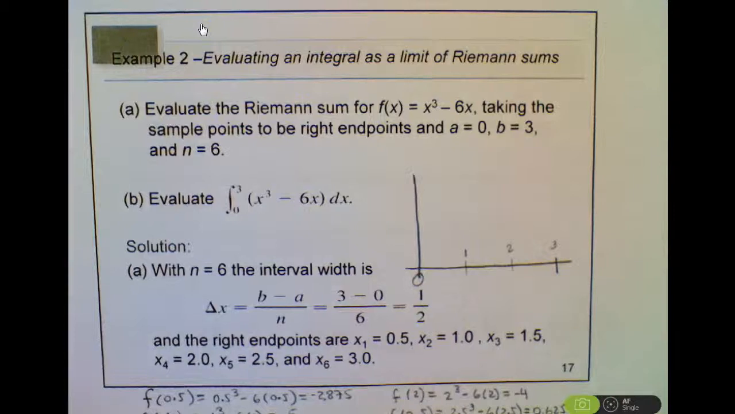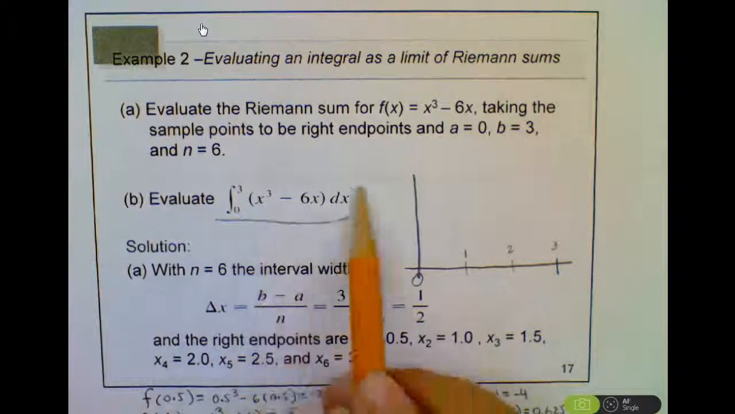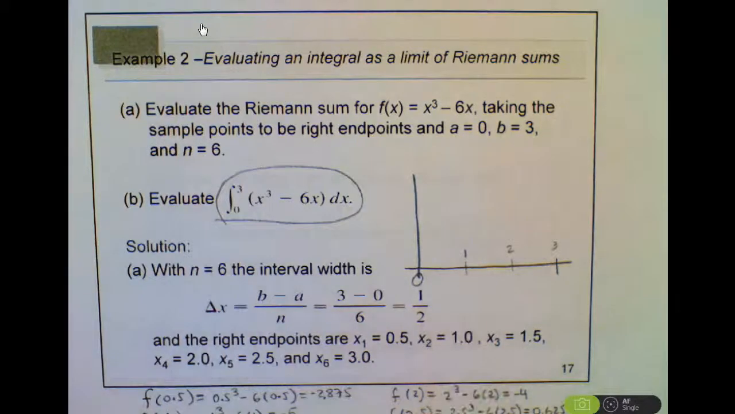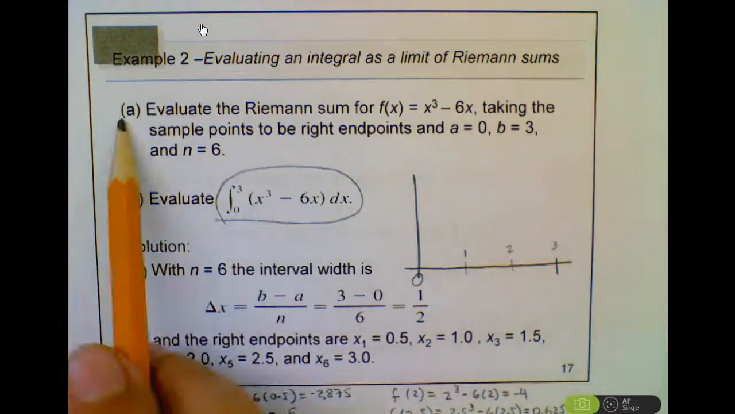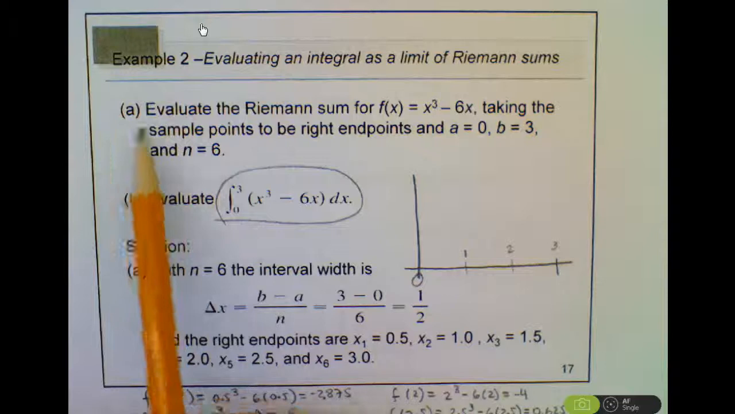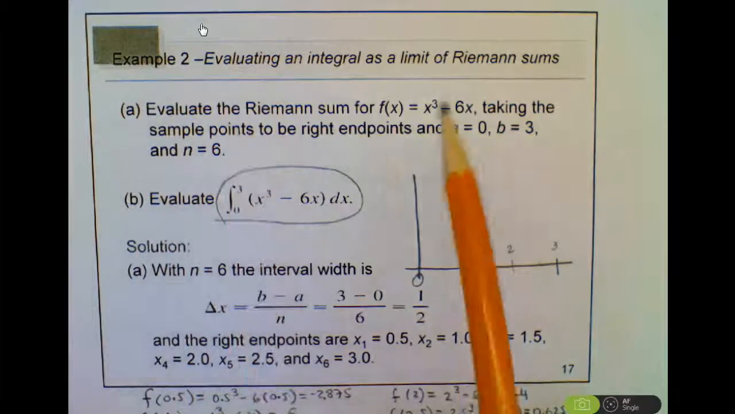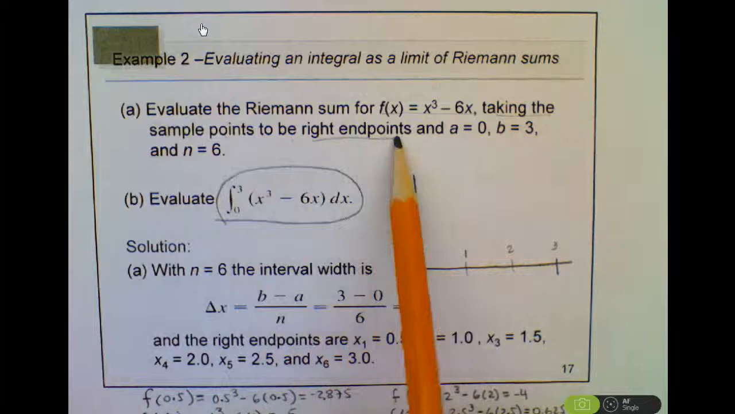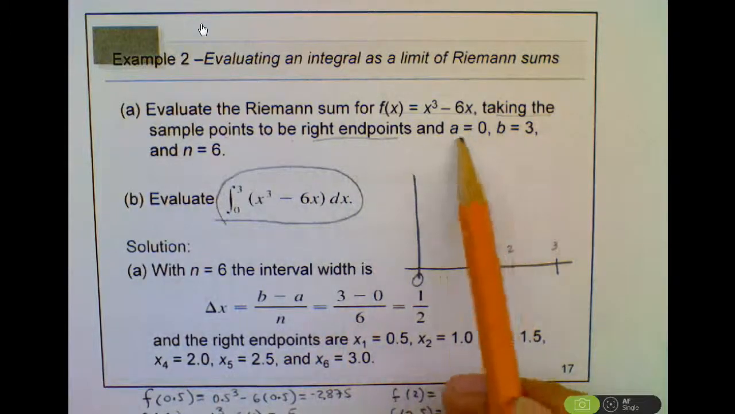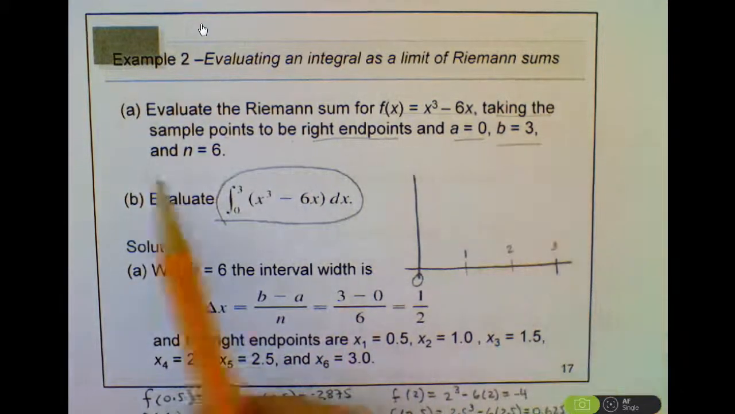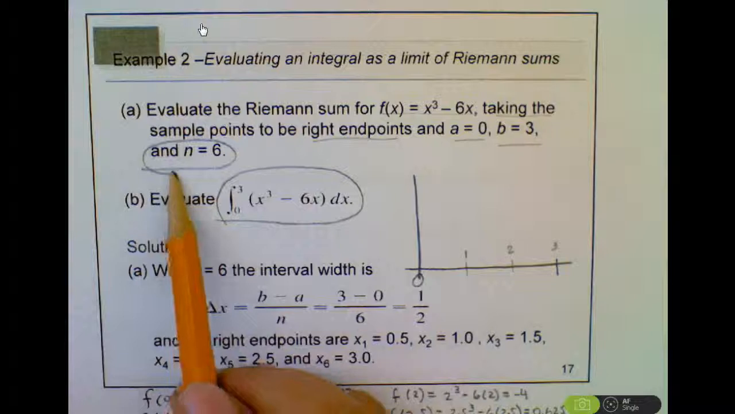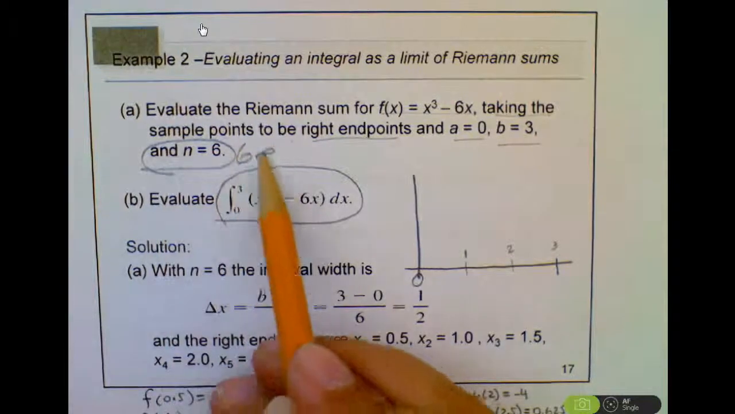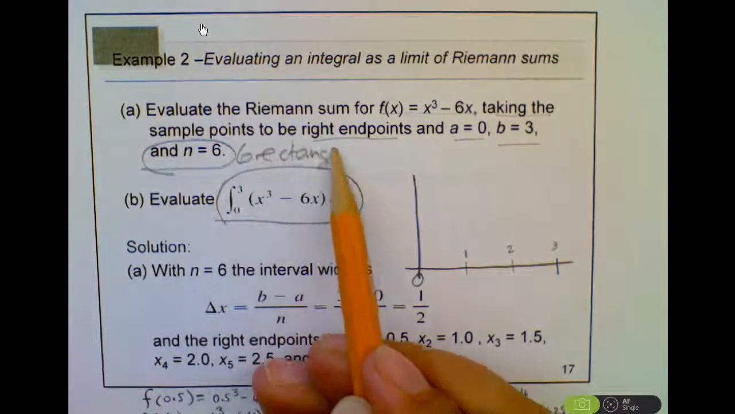Now example 2 says evaluating an integral as a limit of Riemann sums. So I'm going to be able to evaluate something like this using a Riemann sum, but let's first figure out what part A means. It says evaluate the Riemann sum for this function taking the sample points to be the right endpoints, and a is 0 and b is 3 for 6 rectangles. That's what this means, 6 rectangles. So I'm going to use a Riemann sum for that.